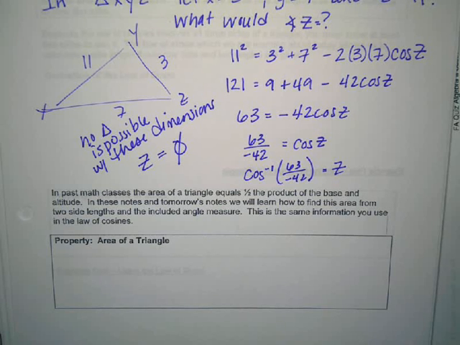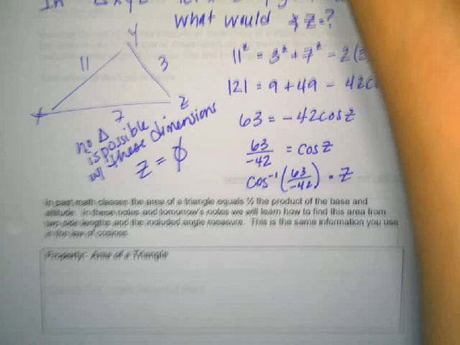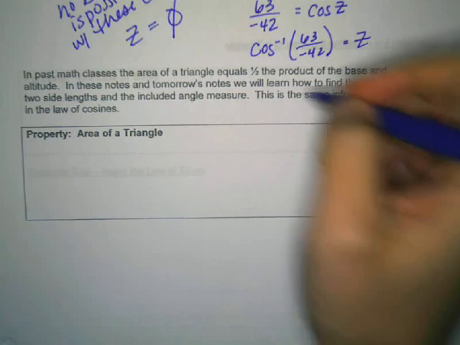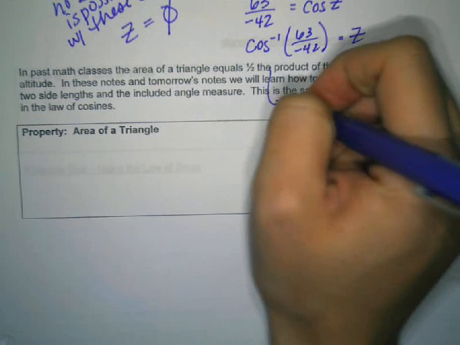Alright. Let's look at this piece here. Area of a triangle. In past math classes, the area of a triangle equals 1/2 the product of the base and the altitude, or we say 1/2 base times height. Okay? So, normally, that would be how it's written.